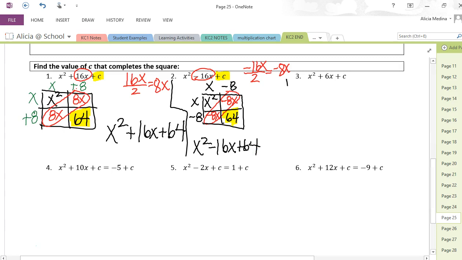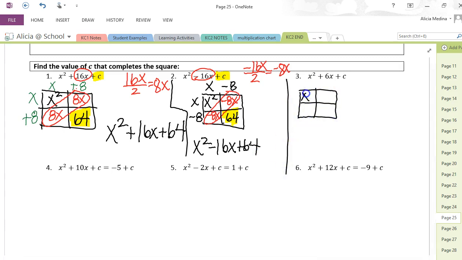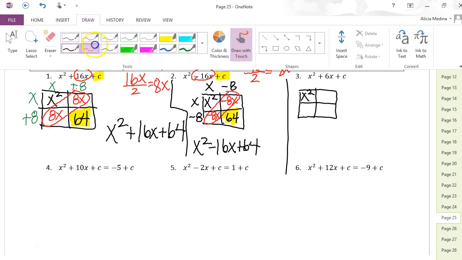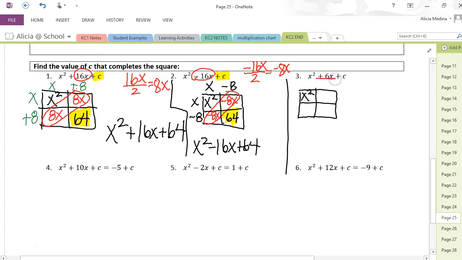All right, moving on to number 3. Punnett square box. X squared. I see that middle term, so I'm going to go ahead and divide it in half, because that is what my two diagonals are going to add up to. That's going to give me 3x. I'm going to complete the square now. To get my x squared, I'd be multiplying x times x.